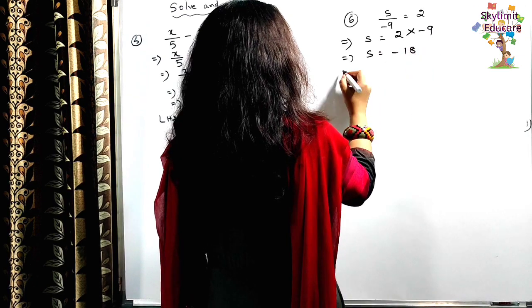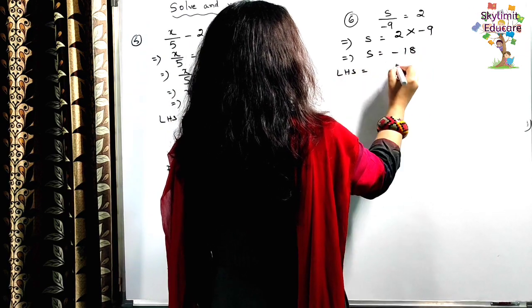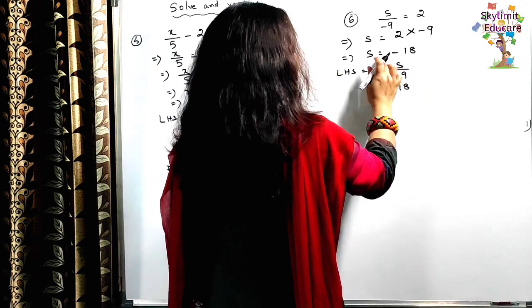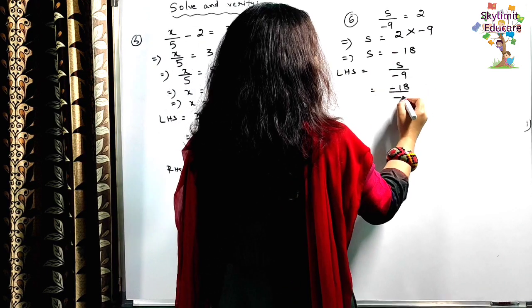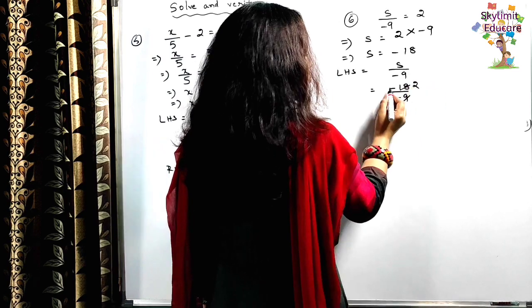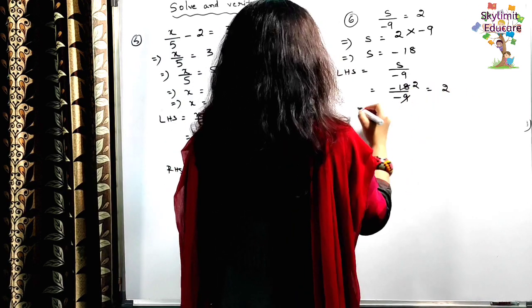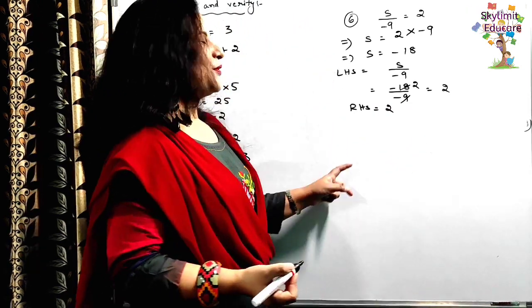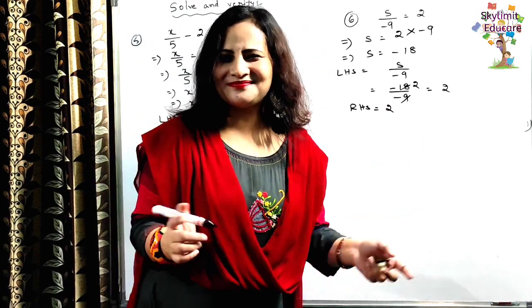Now let's verify our answer. LHS we are having s by minus 9. So we have minus 18. The value of s is minus 18 by minus 9. Now you know that when both are minus, the answer will be plus. On the right hand side also already we are having 2. Okay, so this verifies our answer.